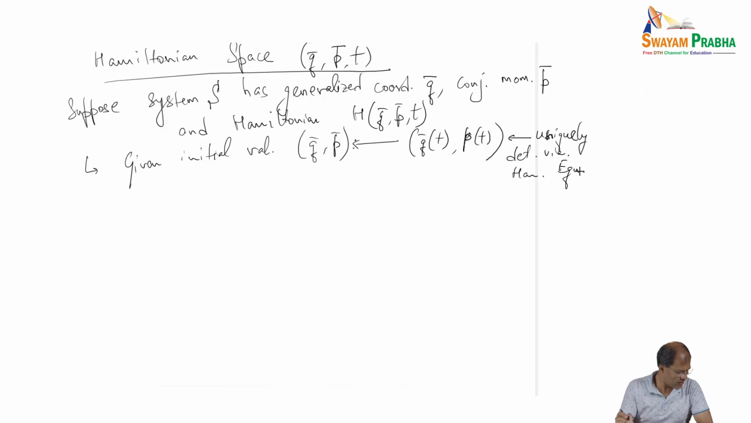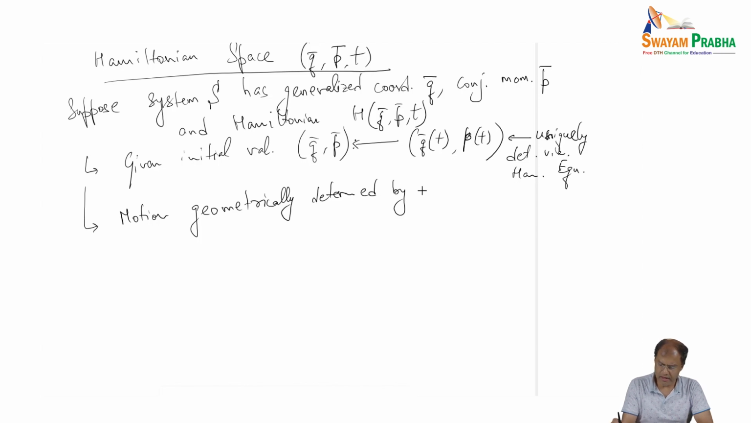Hamilton's equations describe the trajectory of the particles in the so-called Hamiltonian space. So the motion is geometrically determined by the Hamiltonian phase space.